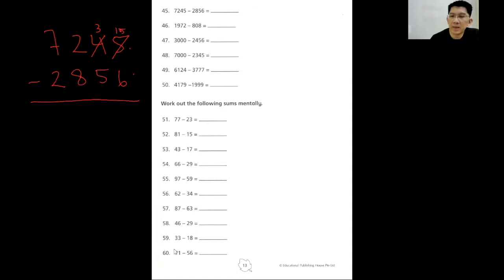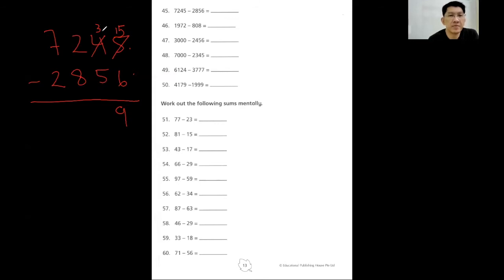Let's clean up that bit a little bit so it looks better. Okay. 15 here. 15 minus 6 now. We can do 15 minus 6. 15 minus 6 is 9. Okay, now next is 3 minus 5.